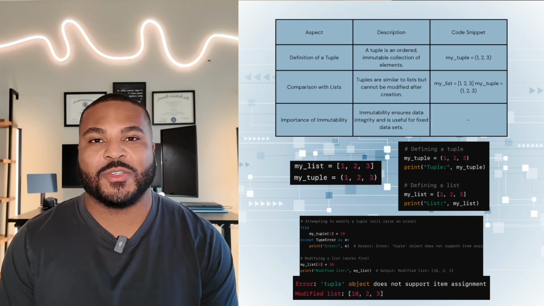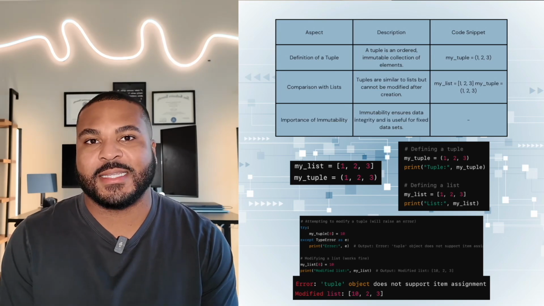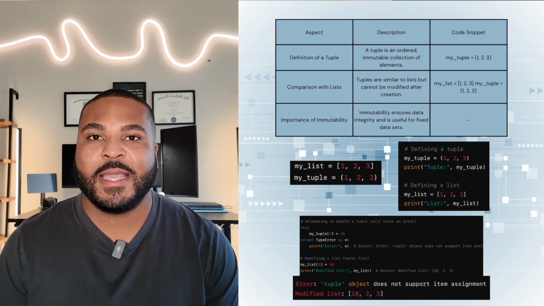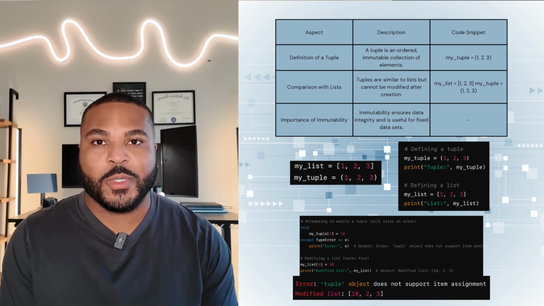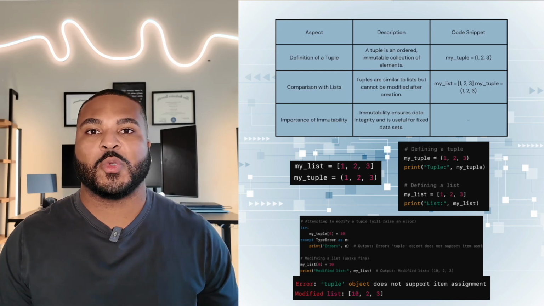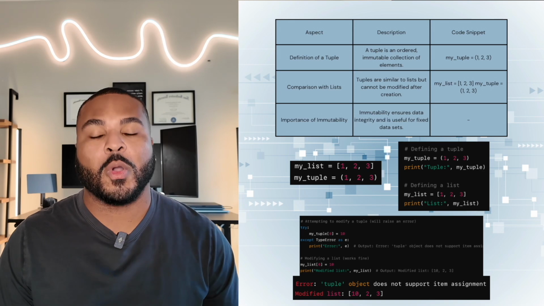Tuples are a fundamental data structure that is useful in many programming and data science tasks. Let's break down what tuples are, compare them with lists, and then discuss the importance of their immutability. A tuple is an ordered, immutable collection of elements. This means that once a tuple is created, its elements cannot be changed, added, or removed.